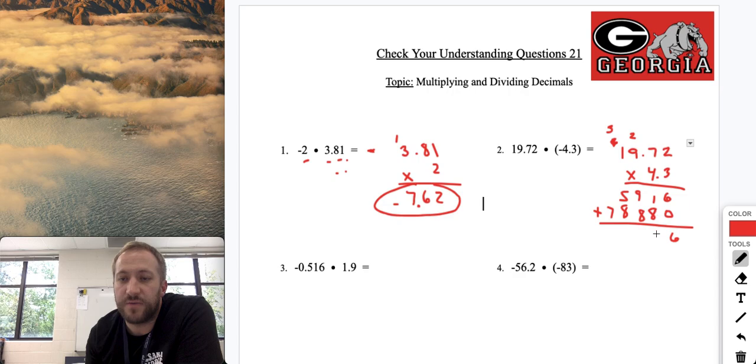6. 8 plus 1 is 9. 9 plus 8 is 17. Carry the 1. 13 plus 1 is 14. Carry the 1. 8. Now, that's a 9. Let me fix that. Better. Now, this is my number.